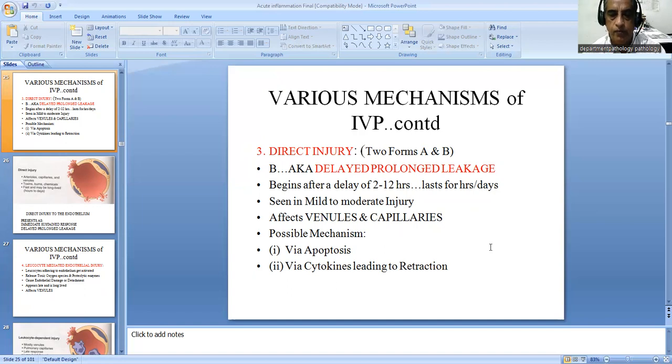The possible mechanism that has been proposed for this delayed prolonged leakage is that first is via apoptosis of the injured cells. They undergo apoptosis, so that naturally takes a bit of time. And the second is via cytokines. The cytokines that we talked about in the contraction and retraction. So these cytokines, they lead to retraction. So it has a roundabout way of producing retraction. So these are the two proposed mechanisms of how delayed prolonged leakage occurs. It affects venules and capillaries chiefly. Keep in mind that these are the main areas affected, but these can affect any level of circulation.